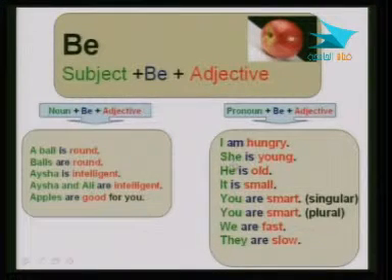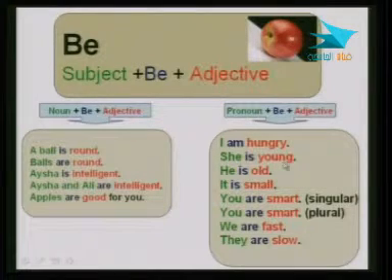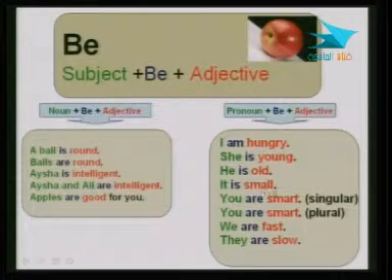I am hungry. She is young. He is old. It is small. You are smart. That's for singular, for one person. For two or more, you are smart. We are fast. They are slow.